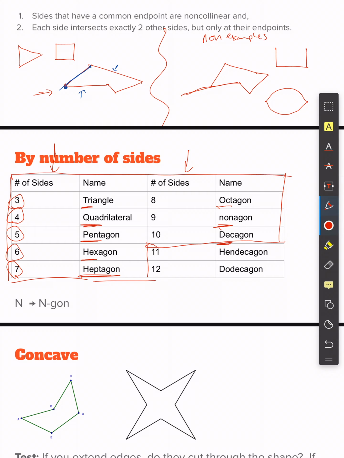It's good to still have an idea of what they are, but I would at least know those guys. If you don't have them memorized already, it would be a good idea to memorize those. So if I said, what's a nonagon? You could readily identify that that's a 9-sided polygon.